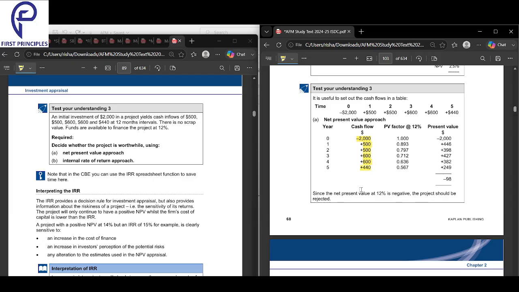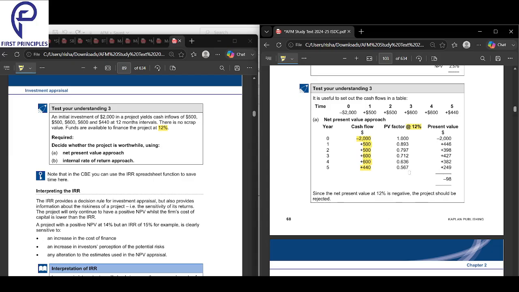So first you have the year: 0, 1, 2, 3, 4, 5. Then you have the cash flow. First is negative, and then you have the positive cash flows. Then you have the present value factor, the present value at 12%.